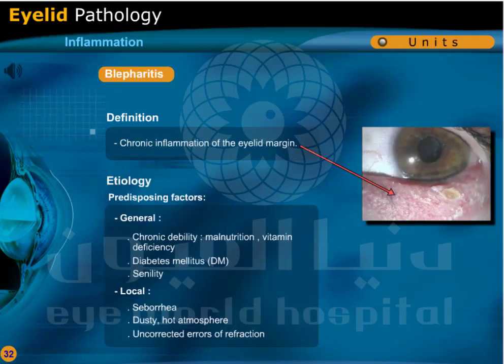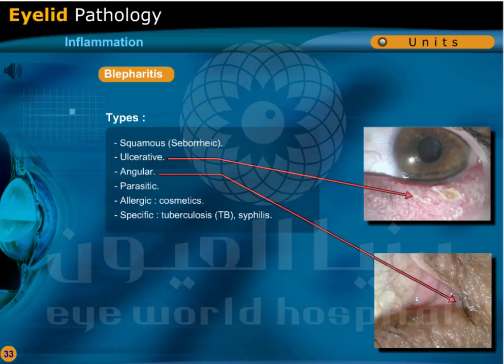Blepharitis. Blepharitis is chronic inflammation of the eyelid margin. The following may predispose to blepharitis: chronic debility, malnutrition and vitamin deficiency, diabetes mellitus, senility, or local causes as seborrhea, dusty hot atmosphere, and uncorrected errors of refraction.